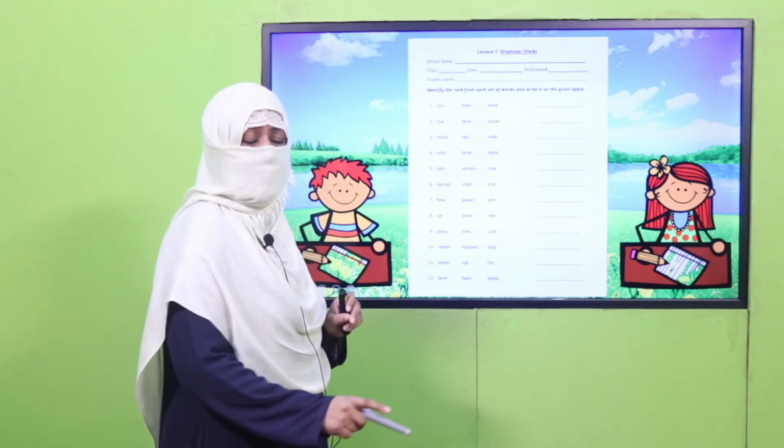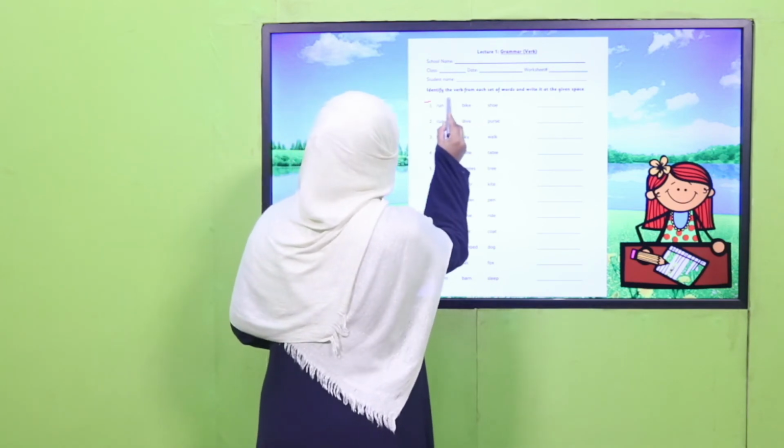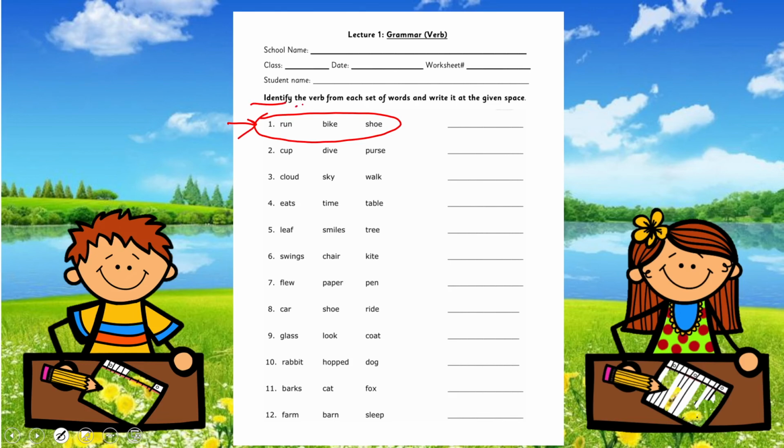And my dear children, what you are supposed to do, here is a set of words. You will select verb in it, okay? Identify the verb from each set of words and write it in the given space. You will find it and you will write over here in the space. I hope you will enjoy this.